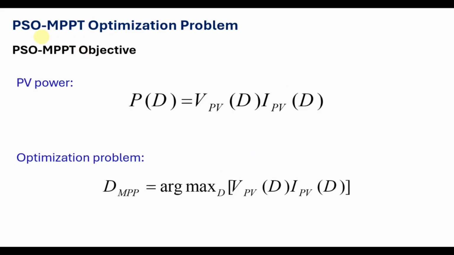Now we can formulate the MPPT problem as an optimization problem. The PV power is a function of the converter duty cycle because changing the duty cycle changes the operating point of the PV system. Therefore, PSO searches for the duty cycle that maximizes the product of PV voltage and PV current. In mathematical terms, we want to find the duty cycle corresponding to the maximum value of PV power. This is the central idea behind PSO-based MPPT.